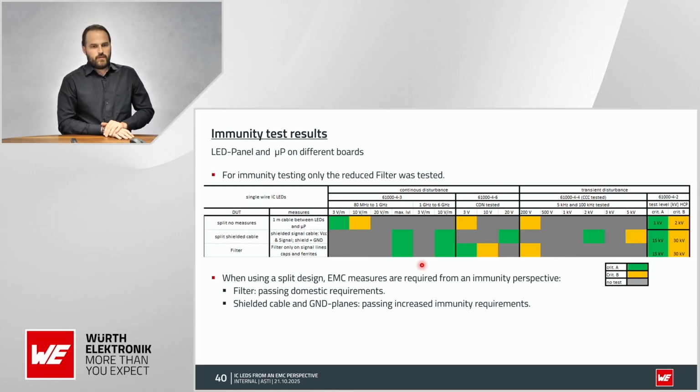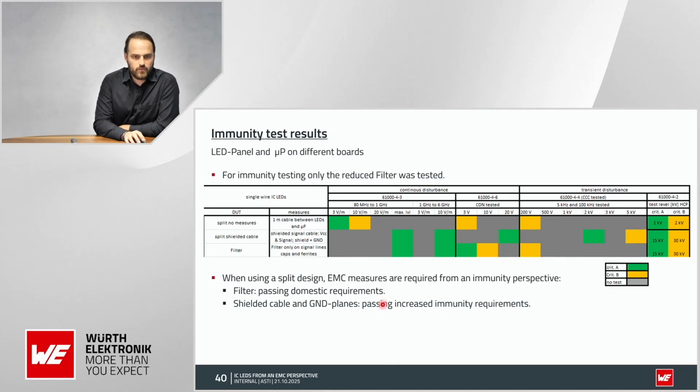Now, when we talk about immunity, things become a lot more interesting. We start with the split system without any measures. You can see that we can pass 3 volts per meter without any performance problems. But when we go to 10 volts per meter, things become tricky and the IC LEDs get disturbed. We cannot pass the conducted immunity testing with 3 volts. So more or less a commercial pass with this system is not possible anymore.